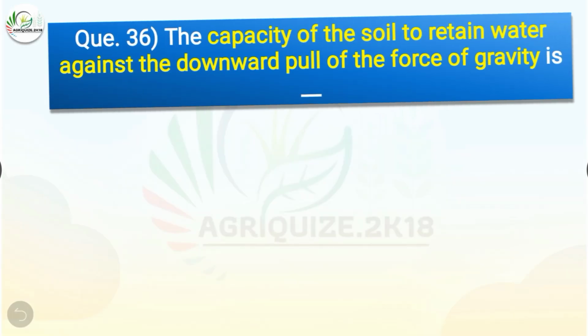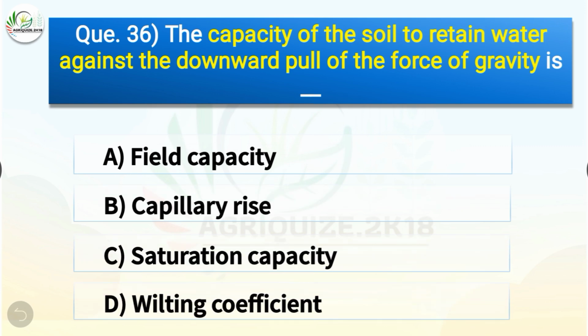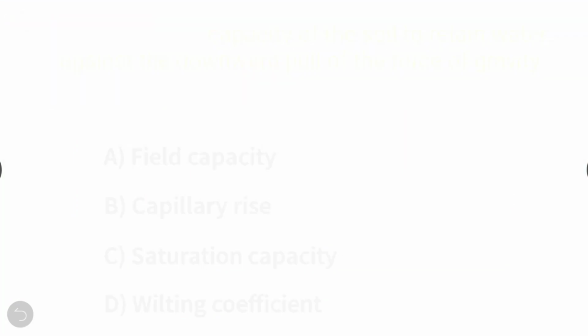Question number 36. The capacity of the soil to retain water against the downward pull of the force of gravity is dash. The options are field capacity, capillary rise, saturation capacity, or wilting coefficient. The correct answer is option A, field capacity. So the capacity of the soil to retain water against the downward pull of the force of gravity is called field capacity.